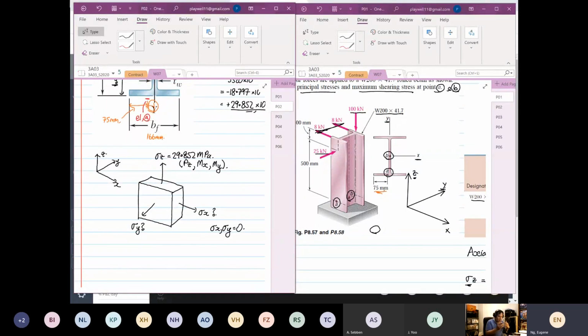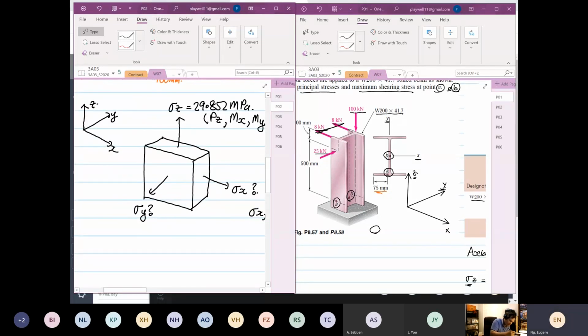So the next thing that we're going to look at is, do we have any shearing stress?